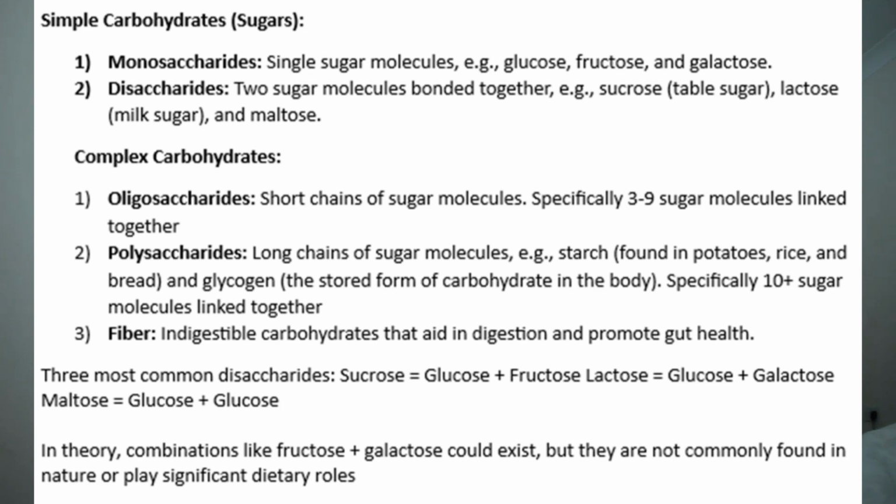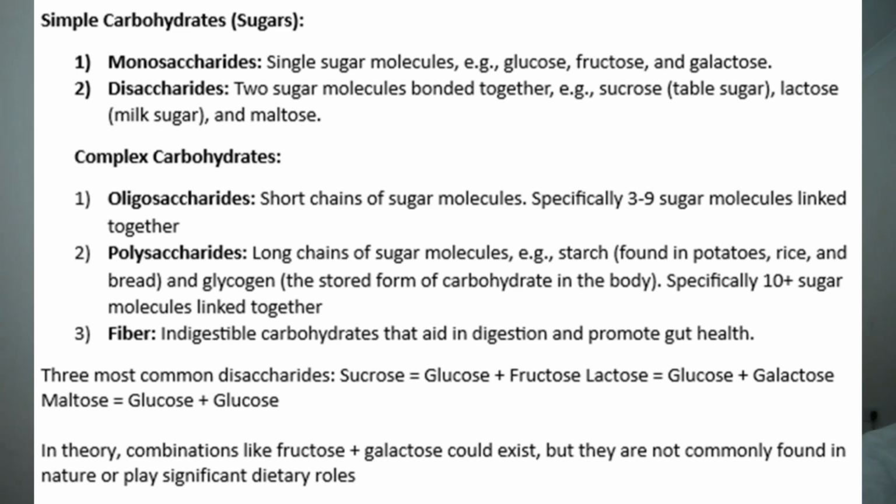Complex carbohydrates, on the other hand, are categorized into three main types: oligosaccharides, polysaccharides, and fiber. Oligosaccharides consist of short chains of sugar molecules, specifically 3 to 9 sugar molecules, which are linked together. These carbohydrates are found in foods like legumes, onions, and garlic, and play a role in feeding beneficial gut bacteria. Polysaccharides are longer chains of sugar molecules, specifically 10 or more sugar molecules that are bonded together.